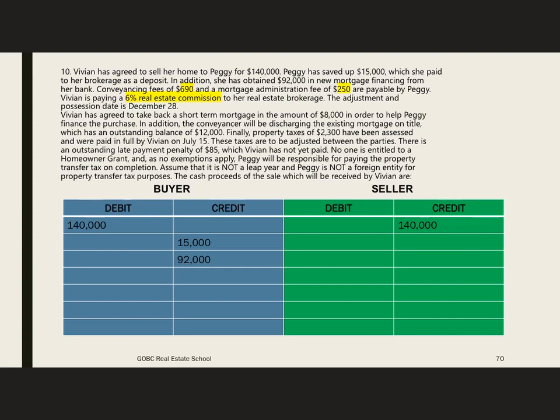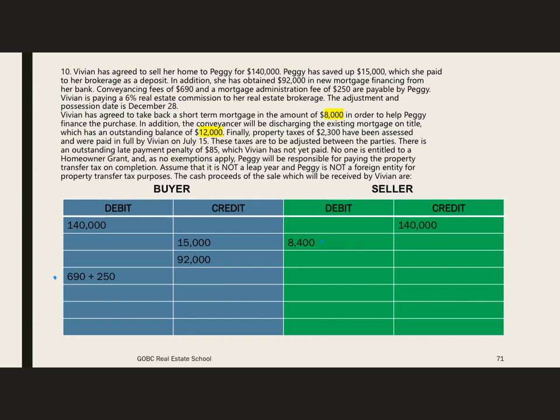And then it says Vivian, the seller, is paying a 6% real estate commission to her brokerage. So we need to debit that to the seller. So you see the $690 and the $250 for the mortgage stuff, and the conveyancing is here for the buyer, and the $8,400 commission that the seller is going to pay.